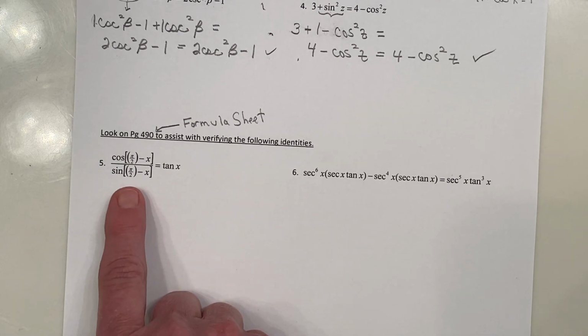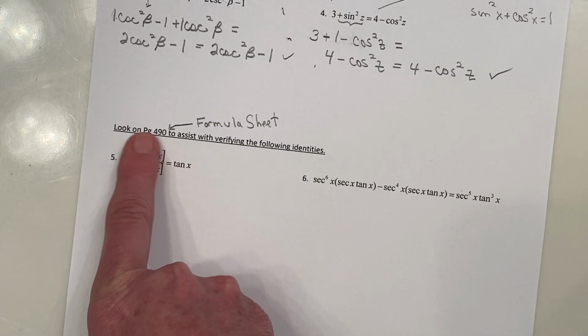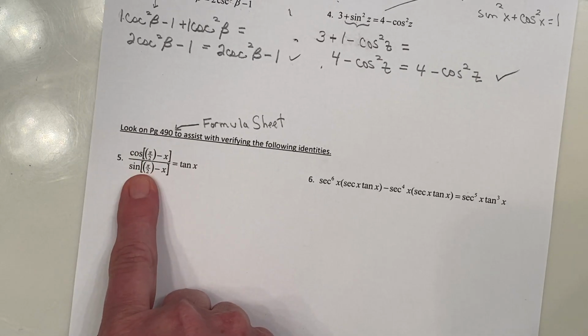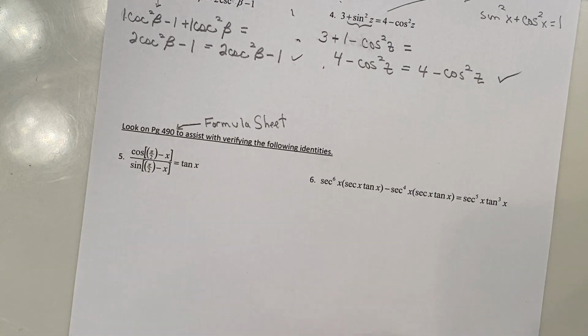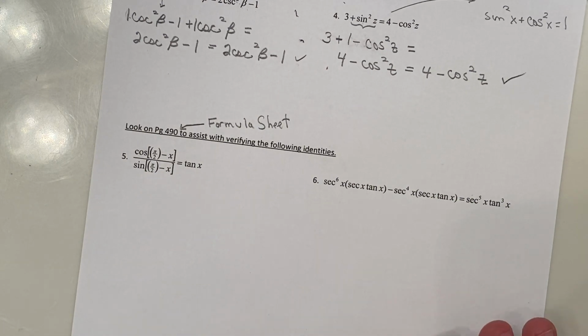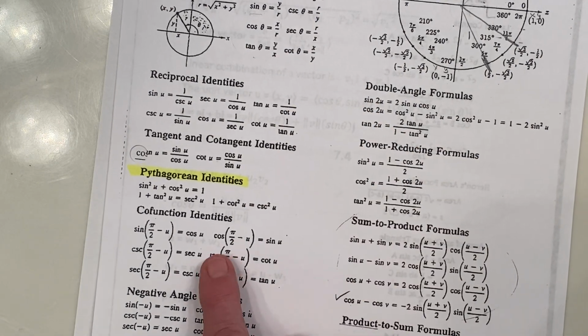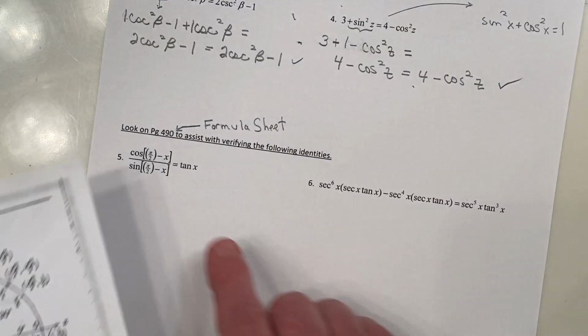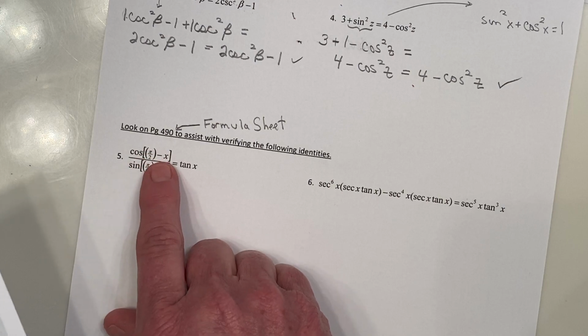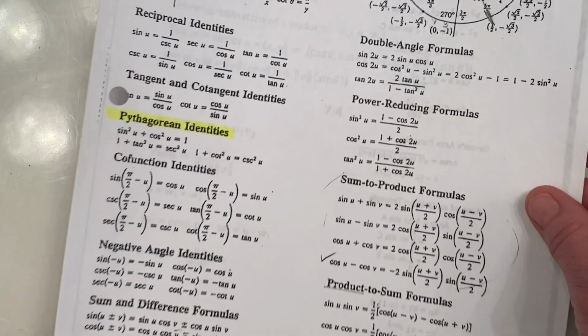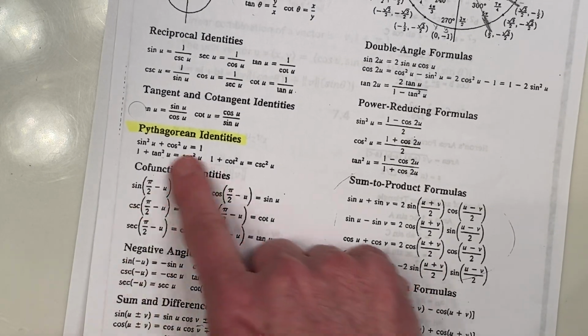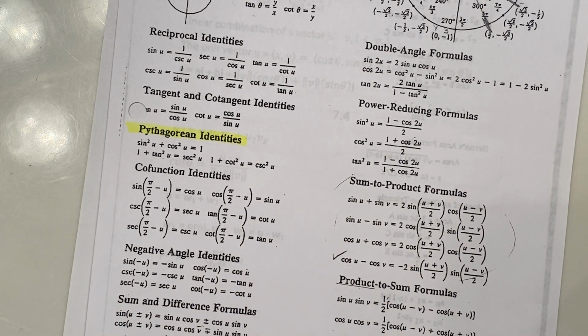All right, looking at number 5. I think the more complicated side of this equation is going to be the left side right here. When I first look over at my formula sheet, as you scan down, I see something similar to what's in the problem. I see pi over 2 minus x following a sine and cosine. I'm thinking I'm going to be working with the cofunction identities.